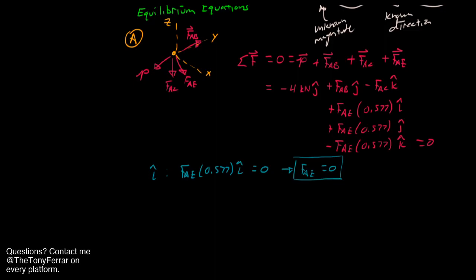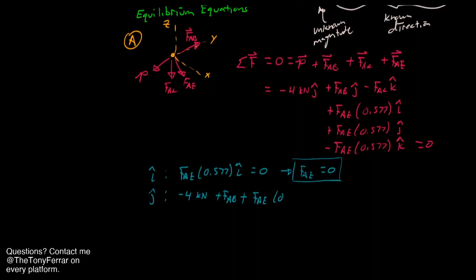If we look at the J direction, we have the minus 4 kilonewtons. We have FAB, and we have FAE times 0.577. And that needs to equal 0. Now we've got 2 unknowns here, so we can't do much with that yet. Let's go ahead and write out the K equation and see what help we get.